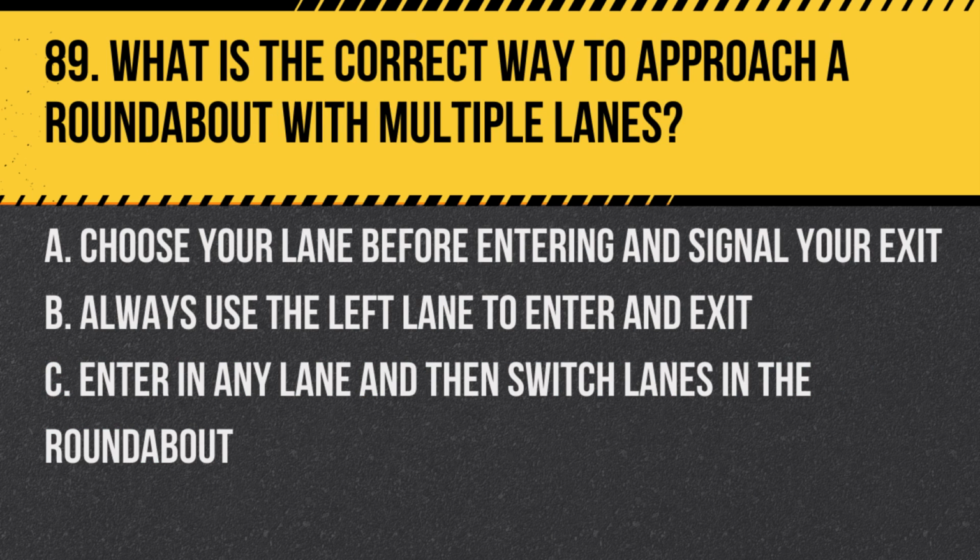Question 89. What is the correct way to approach a roundabout with multiple lanes? A. Choose your lane before entering and signal your exit. B. Always use the left lane to enter and exit. C. Enter in any lane and then switch lanes in the roundabout.